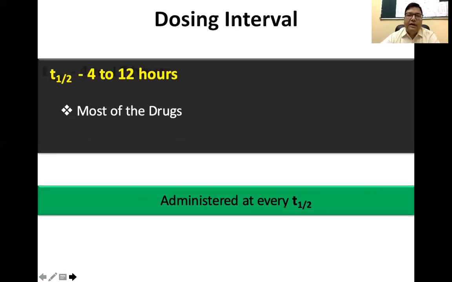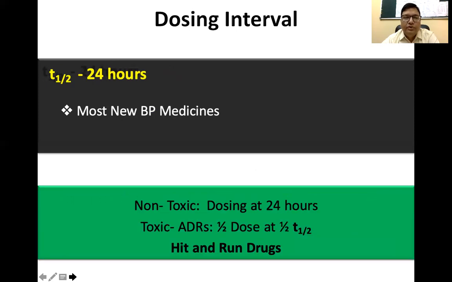For drugs which have a T half of 4 to 12 hours, which is commonly seen with most of the drugs, it is administered at every half-life. Then for drugs which have a T half of around 24 hours, that is followed by most of the newer antihypertensive medicines. For non-toxic drugs, we dose the drug every 24 hours. For toxic drugs which are going to produce adverse effects, like the hit and run drugs, we give half the dose initially, then half the dose after a T half, that is 24 hours.